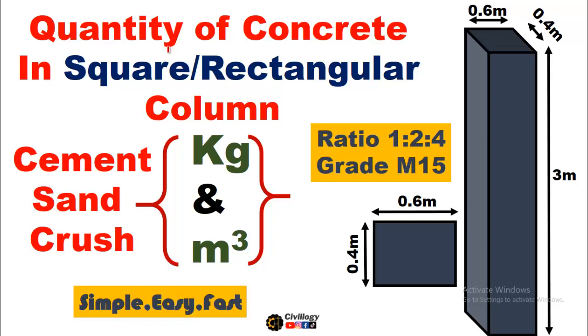Today our topic is about quantity of concrete in square or rectangular column. We will calculate these quantities in kgs and cubic meters. So this is going to be very simple, easy and fast. And the ratio we are going to use for concrete is 1:2:4, which is the equivalent of M15 grade concrete.